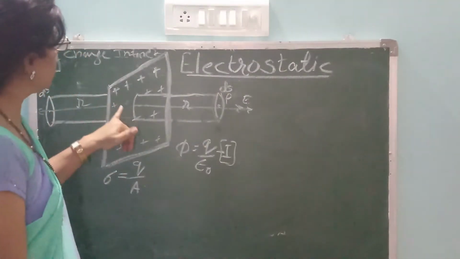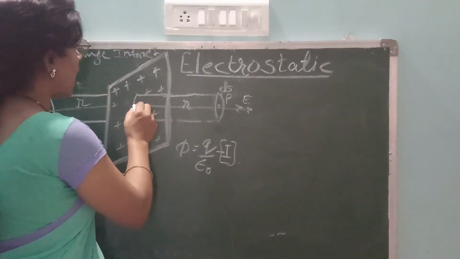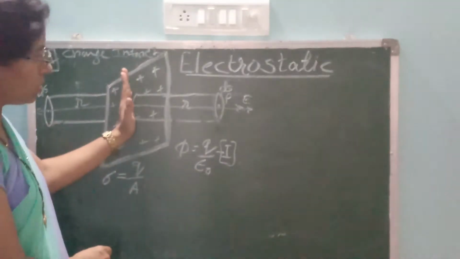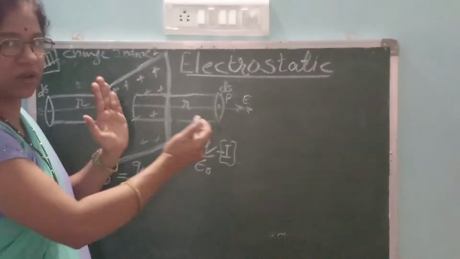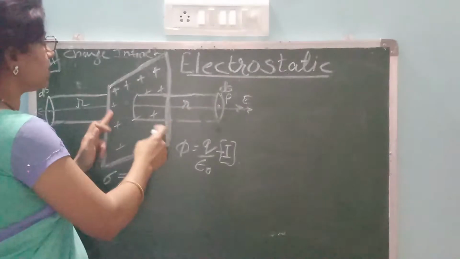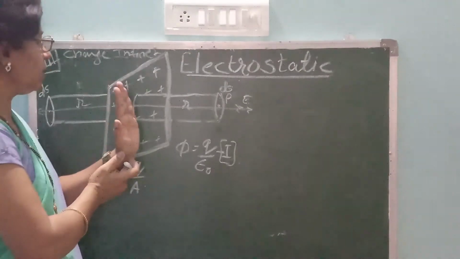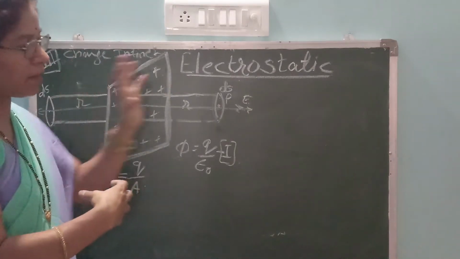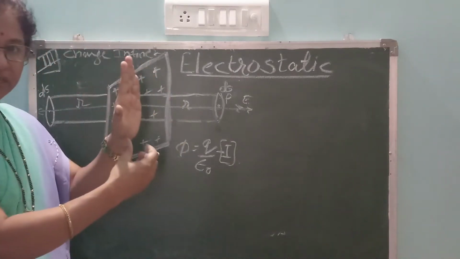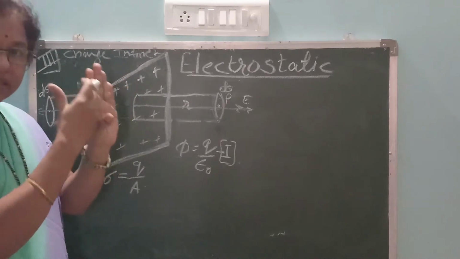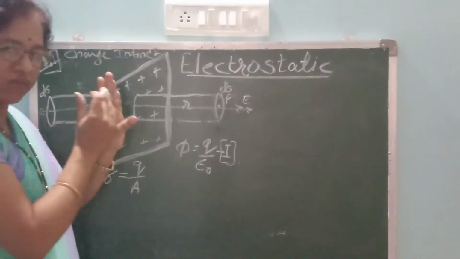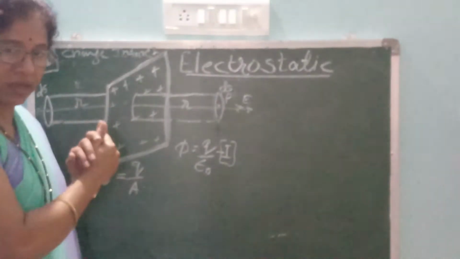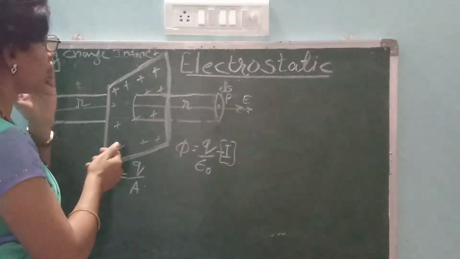Now here you can observe that the axis is perpendicular to the plane sheet. This plane sheet passes through the cylinder. So what will happen? This plane sheet is at the center of the cylinder, so we can say that it is at the equidistance of the cylinder.